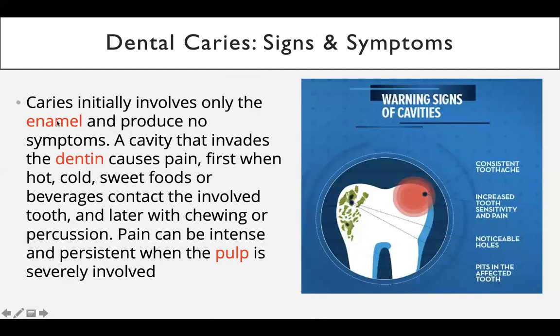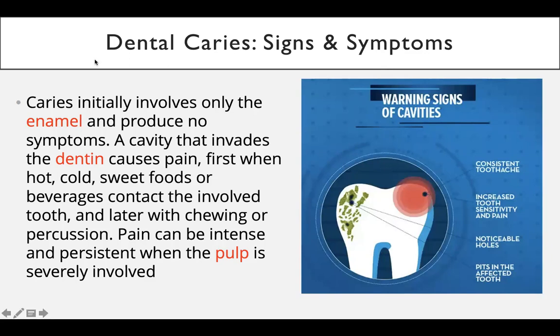Caries initially involve only enamel and produce no symptoms. Initially, enamel and dentin, no symptoms. A cavity that invades the dentin causes pain if deep dentin, because we know there are dentinal tubules, and dentinal tubules go all the way through the dentin. So superficially, maybe not that severe, but mid and deep dentin, we have dentinal tubules, and because the nerve endings from the pulp are submerged in the dentinal fluid of the dentinal tubules, which run parallel across all of the dentin.